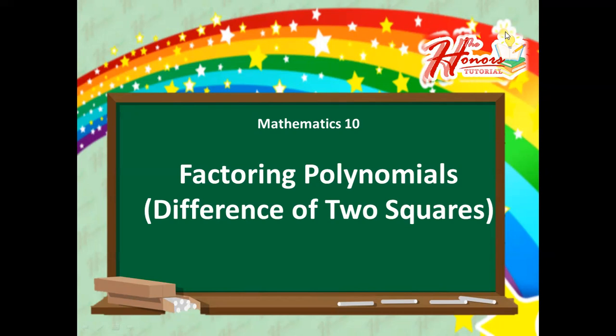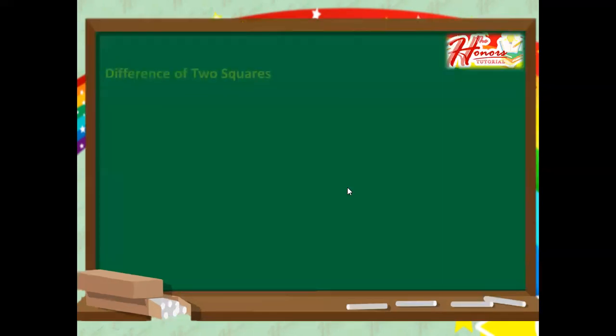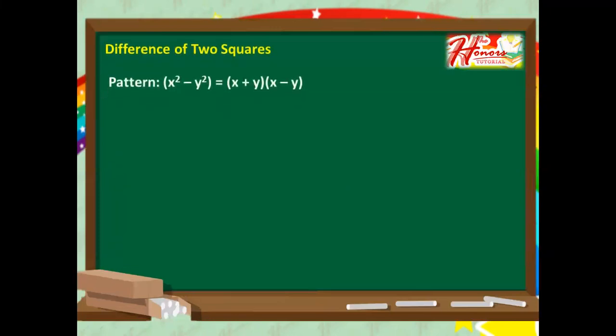Our topic for today is about factoring polynomials, the difference of two squares. This is for Mathematics 10. Difference of two squares, we have here the pattern. The given is x squared minus y squared, and then our factor will be the quantity of x plus y times the quantity of x minus y.